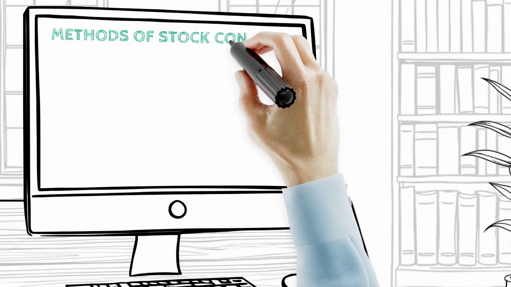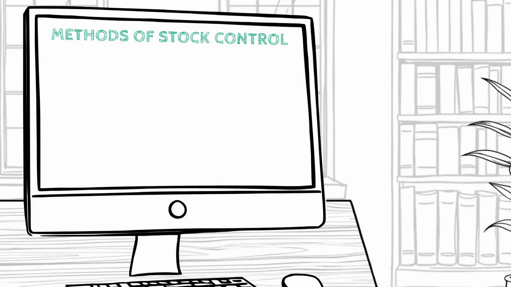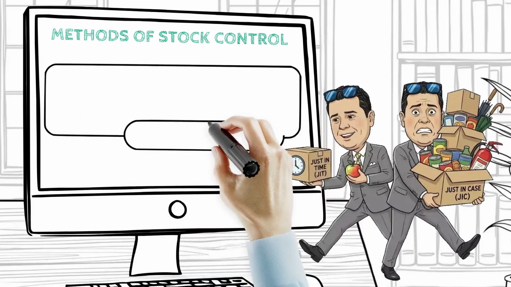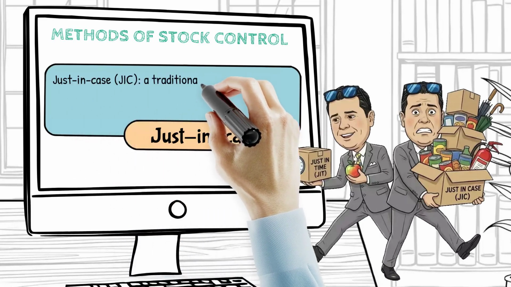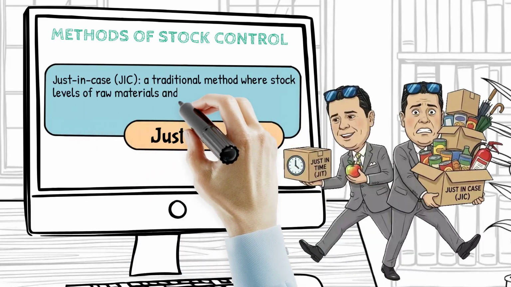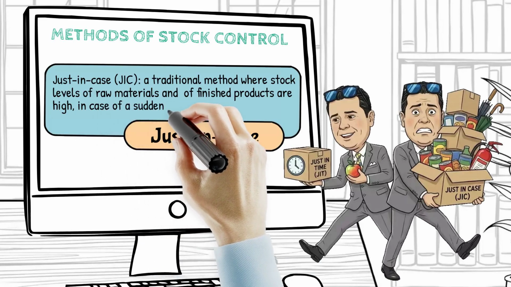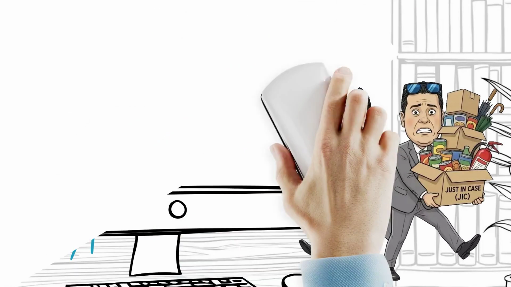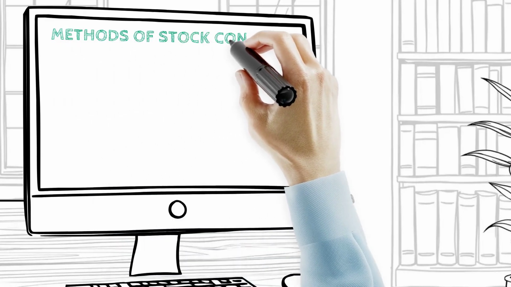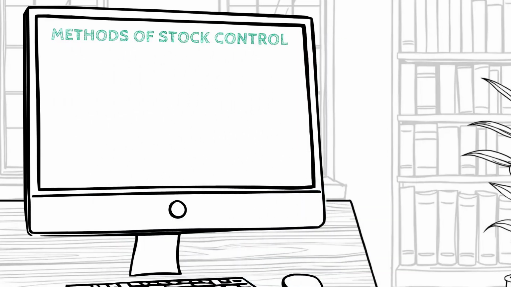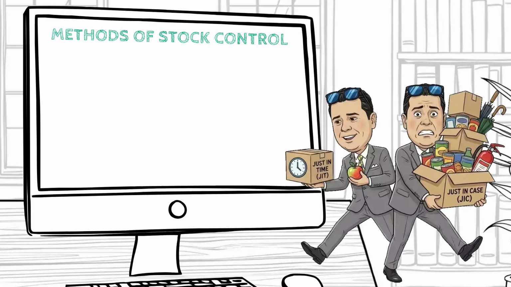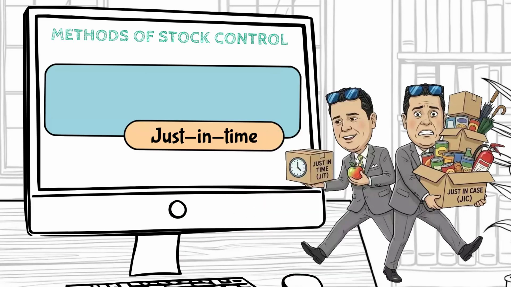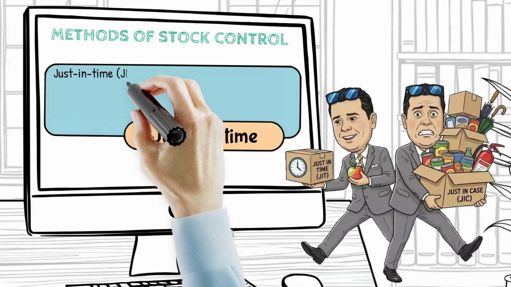There are two methods of stock control. The first is just in case, JIC, a traditional method where stock levels of raw materials and of finished products are high in case of a sudden increase in demand. The second method is called just-in-time, a more modern method where raw materials are supplied only when necessary and where goods are produced only when there is an order, without stock of finished products.